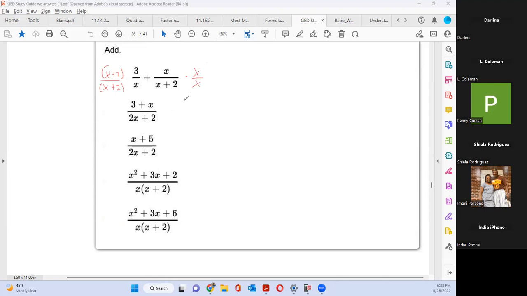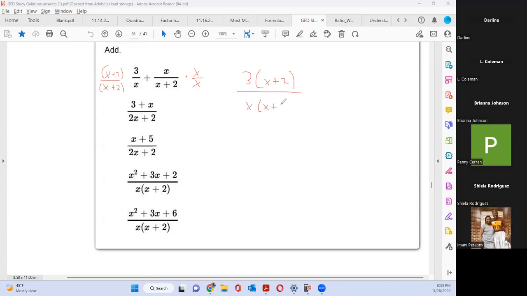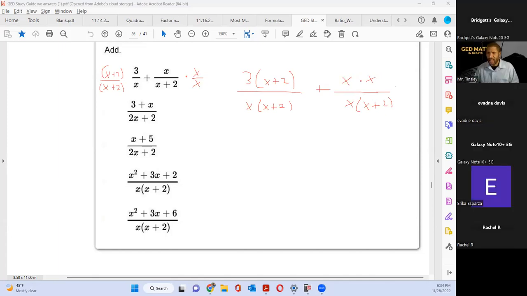Okay, so now let's break it down. I'm going to have to move over to the right. So I have 3 times x plus 2 over x times x plus 2, plus x times x over x times x plus 2. So now, what's our next step? We multiplied the first rational expression by x plus 2. We multiplied the second rational expression by x. Now, what's our next step?